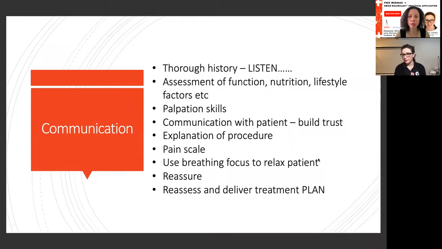Use a breathing focus to help the patient relax and reassure them, and we deliver a treatment plan. So we get to understand that this one treatment is not enough and we need to have several treatments to make sure we get closer to that 80% improvement.